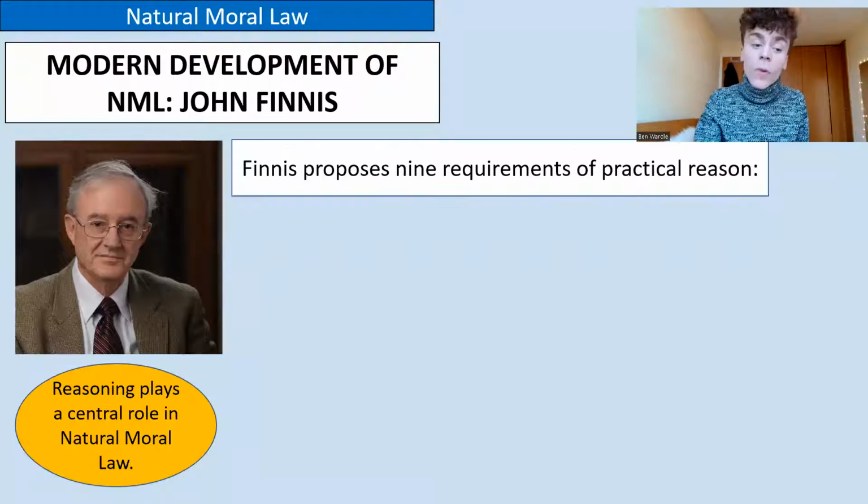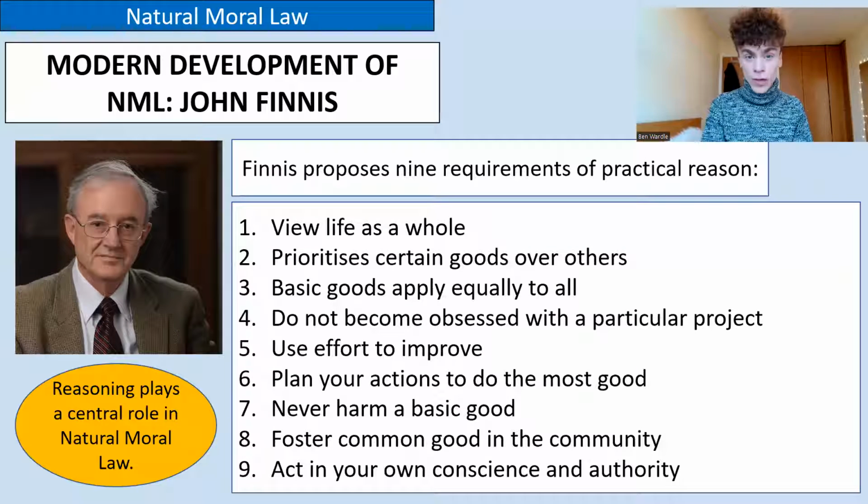And it also reminds us of the emphasis that natural moral law places on the use of reason, because Finnis proposes 9 requirements of practical reason. These are the 9 things that you need to do in order to reason properly. He said, view life as a whole, prioritize certain goods over others. Basic goods apply equally to all. Do not become obsessed with a particular project. Use effort to improve. Plan your actions to do the most good. Never harm a basic good. Foster common good in the community, and act in your own conscience and authority.